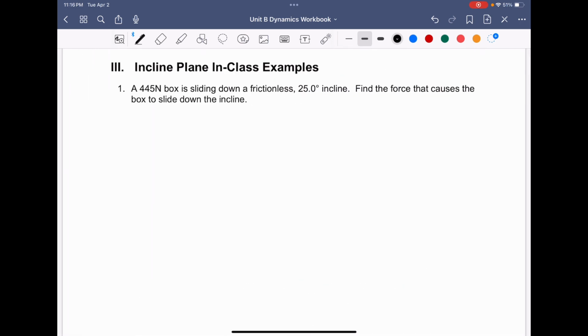Now, let's work into the problems here. So right away, we have a 445 Newton box that is sliding down a frictionless 25-degree incline. Find the force that causes the box to slide down the incline.